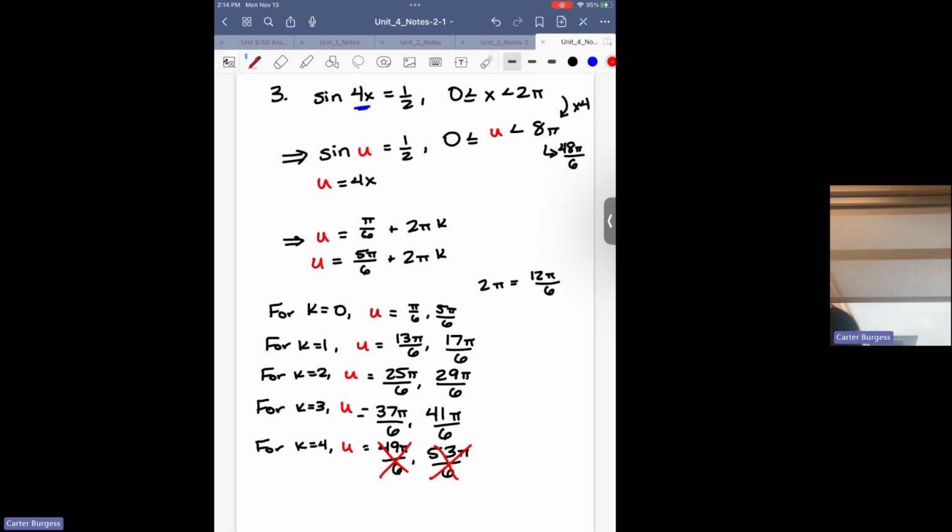Yeah, we're still in terms of our dummy variable, right? We haven't found the values of x that solve our equation. We found the values of this other variable u that we are using in place of x temporarily. We have to readjust now for x. So everywhere we have a u, really, these are all just going to be equal to 4x. And so what do I have to do to each of these values in order to solve for x? Divide everything by 4. Dividing by 4 is the same as multiplying the denominator by 4.